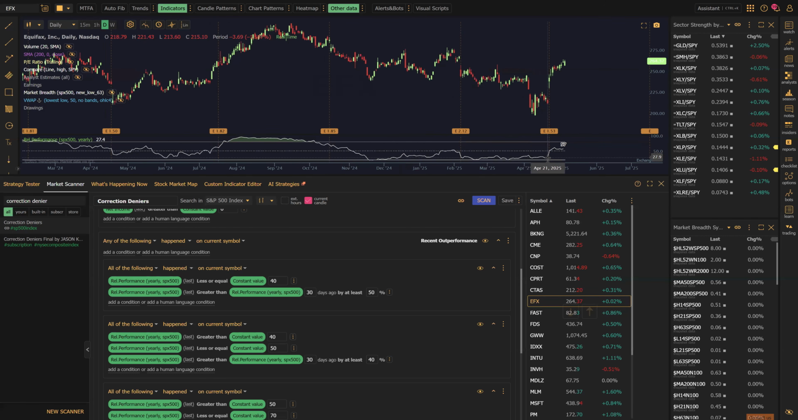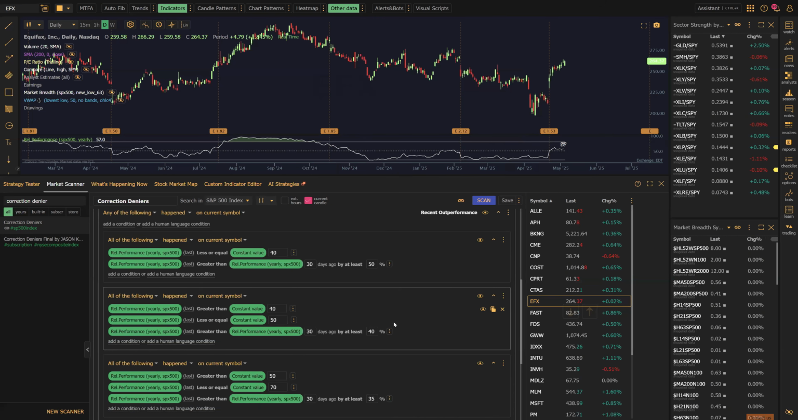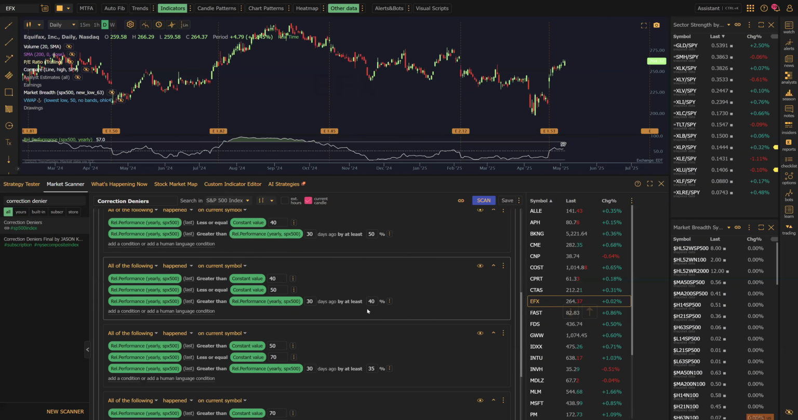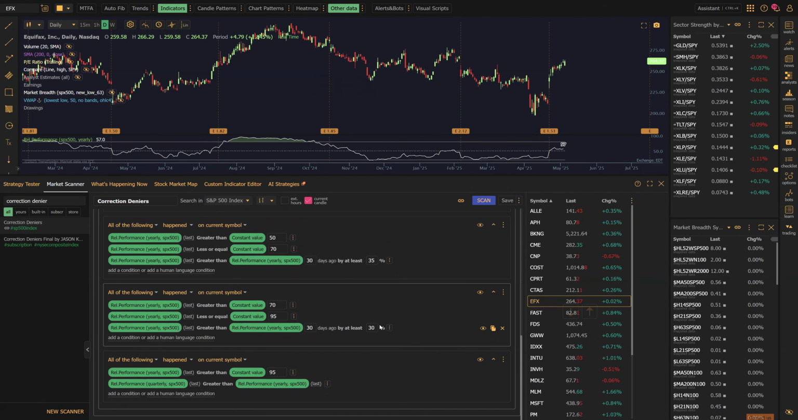And so this is a great way to try to find stocks that are starting to outperform now, but aren't necessarily above that 90 RP level yet, you know? And if you look down here in the recent outperformance list, you can see that it's scanning for the RP now. So 57 is greater than it was 30 days ago by at least X%, and it goes from 50 all the way down to like 30%.